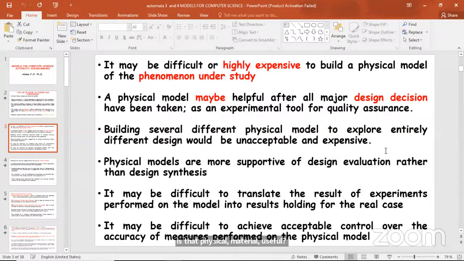So it may be difficult to translate the results of experiments performed on models into results holding for real cases. So for instance, if you decide to use a physical model and you build a prototype and you are making corrections here and there, once you have done with all the corrections, transferring those corrections into a real building becomes very difficult because there's a likelihood that you did not even take any notes on what you have been correcting, right? So trying to duplicate it in another building may be another kind of problem.